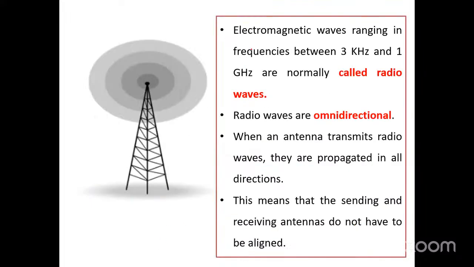See this? Electromagnetic waves ranging in frequency between 3 kilohertz and 1 gigahertz are normally called radio waves. Radio waves are omnidirectional, and when the antenna transmits radio waves, they are propagated in all directions. This means that the sending and receiving antennas need not be aligned. The data is being transmitted in all directions.